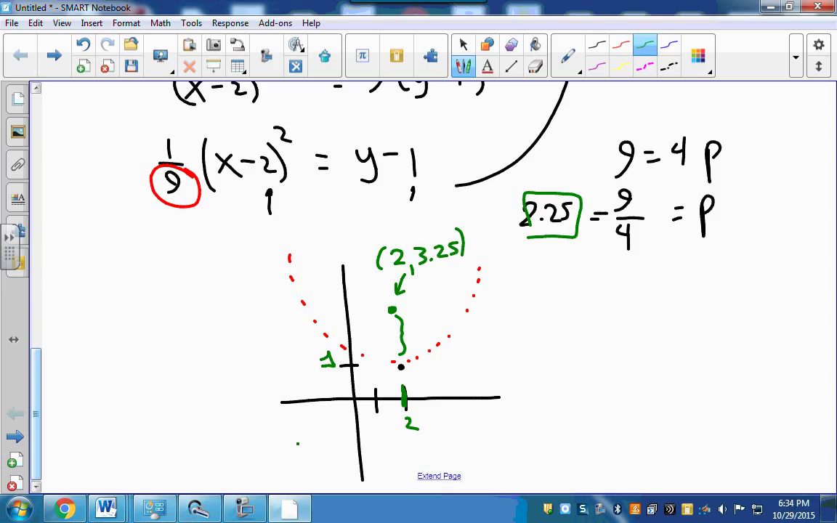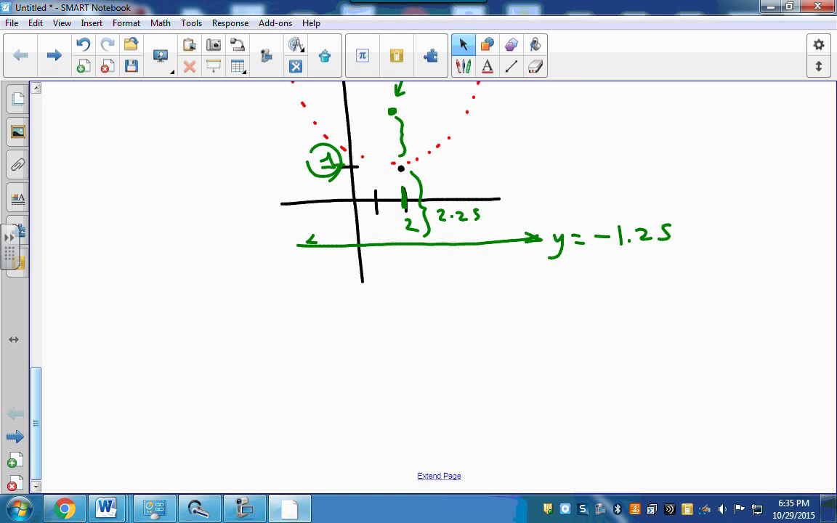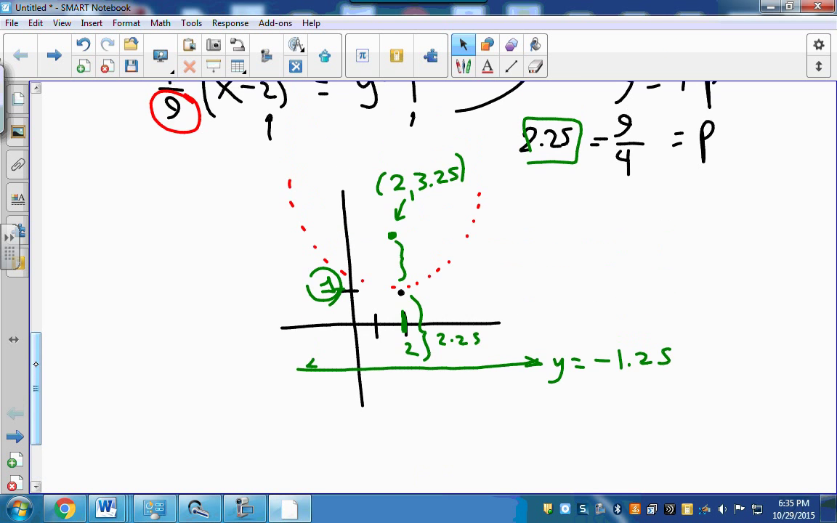And then my directrix is going to be the same amount below the vertex. So this distance is going to be 2.25. And because we were at 1 here, we would just go down, and this is y is equal to negative 1.25. Okay, so there's our sketch. And we can get some other points as well. But sure enough, we do have our parabola opening up like that. Okay, on to the hyperbola.